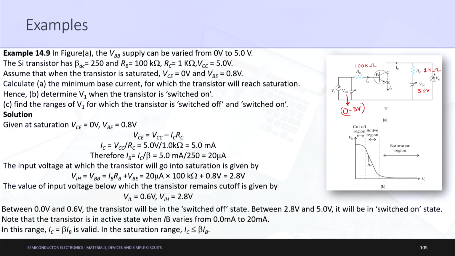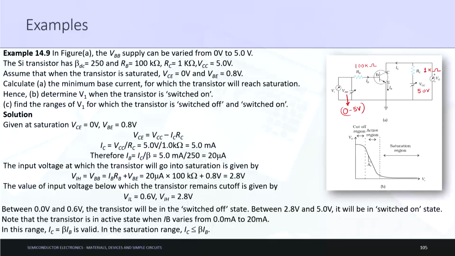is saturated. So, the first question is that we need to calculate the minimum base current for which the transistor will reach saturation. Okay. So, first of all we need to calculate the value of IB. Let us first understand the complete concept, what they are trying to make us understand. First of all, we need to calculate the value of IB.